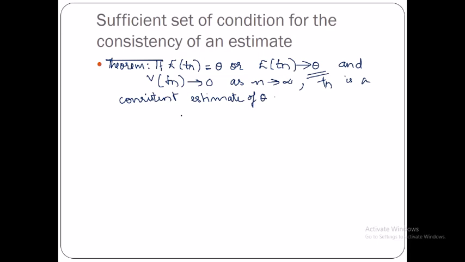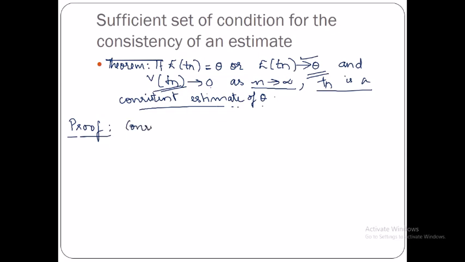Okay, so what are the conditions? The conditions are that if the expectation of the statistic Tn is equal to theta, or the expectation of Tn tends to theta, and the variance of that particular statistic tends to 0 as n tends to infinity, then Tn is said to be a consistent estimate of theta. Now we'll have to prove this, and for the proof we will take the help of Chebyshev's inequality.